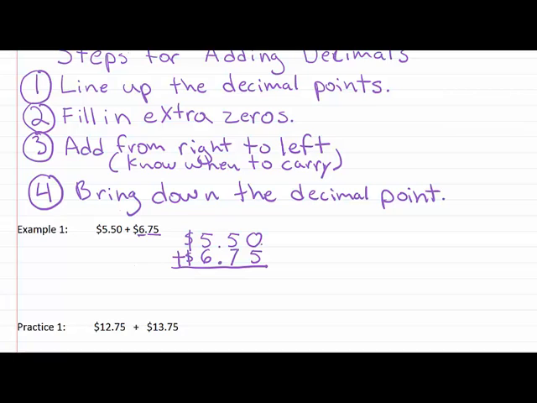Now we're going to add from right to left. So we'll start out with 0 plus 5 equals 5, and 5 plus 7 equals 12. So for 12, I have 2 tenths, and I also have 10 tenths. So 10 tenths is a whole, or 1, so I can carry that over into my ones place. And then I have 1 plus 5 is 6, and 6 plus 6 is 12. So my total here is going to be $12.25.